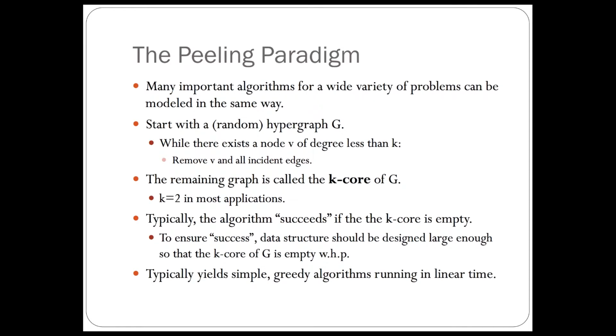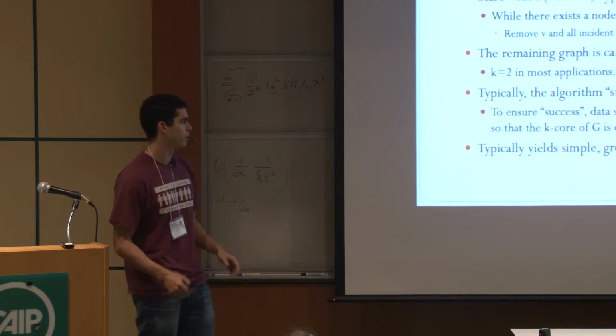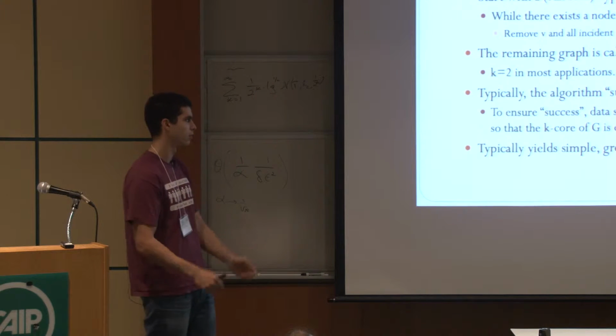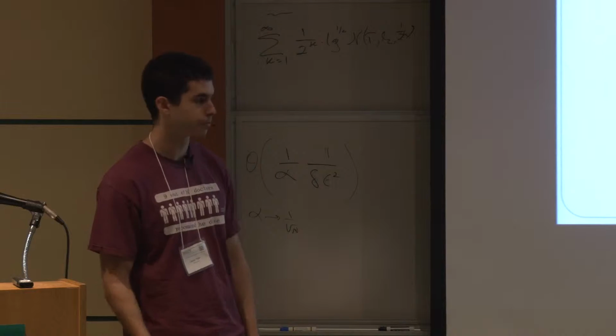In most algorithmic applications, k equals 2. Not all, but most. And typically, the algorithm will succeed if the k-core is empty. We'll see some examples in a second. The data structure underlying the algorithm will typically be deliberately designed to ensure that the k-core of this random graph is empty with high probability, because there'll be some failure mode otherwise. And this typically yields very simple greedy algorithms that run in linear time.